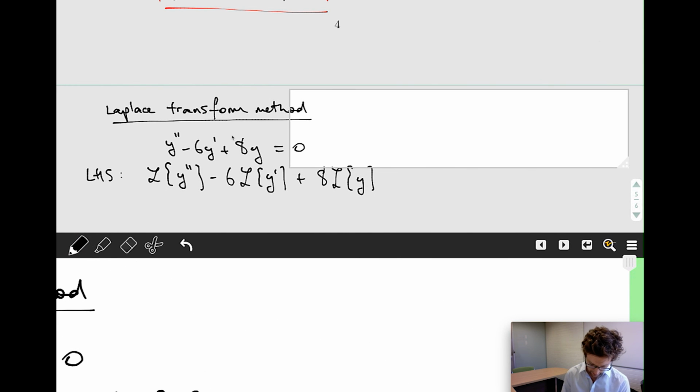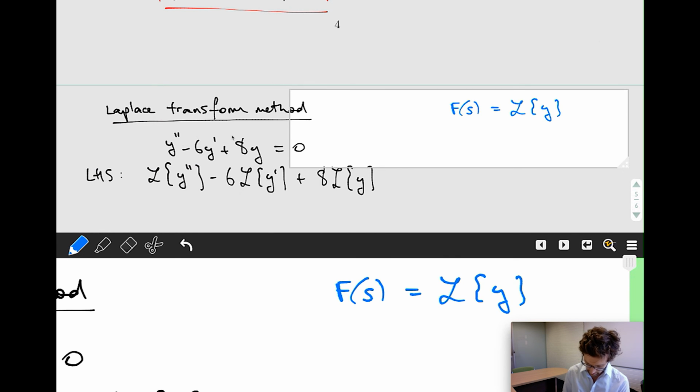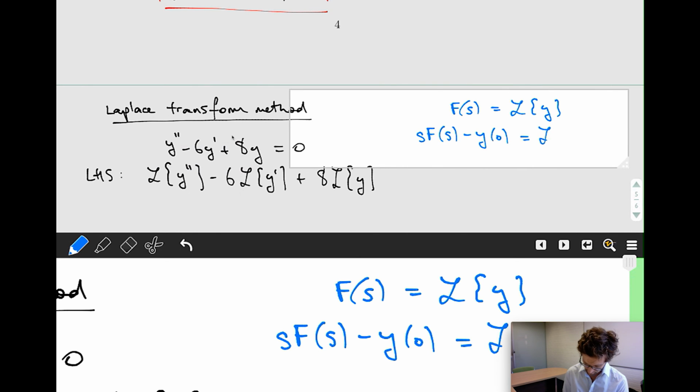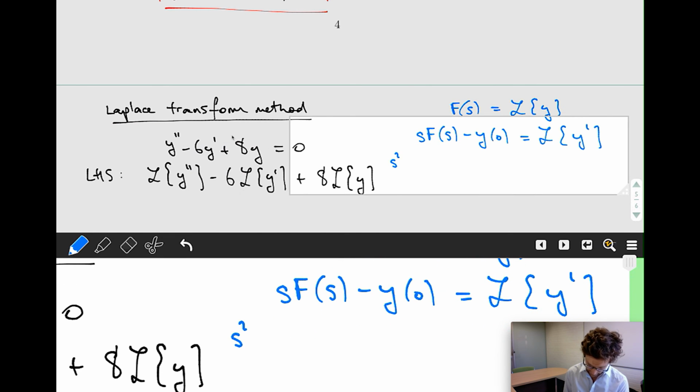Now let's remind ourselves what the Laplace transform of y prime and y double prime are. So we're going to define big F of s is equal to the Laplace transform of y, which gives us that the Laplace transform of y prime is s times big F of s minus y at 0. And we also have the second derivative. So that gives me s squared F of s minus s y at 0 minus y prime at 0.